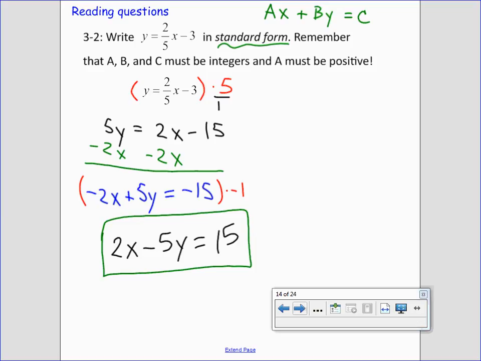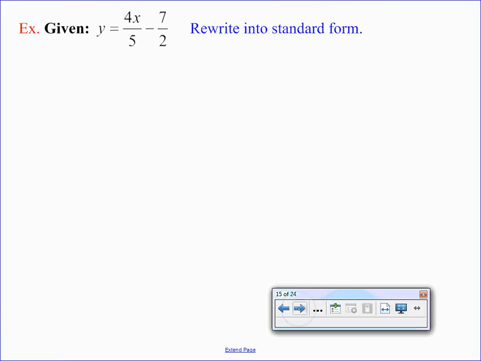Other questions about your 3-2 reading question? All right, so let's go ahead and practice one then. We're going to go ahead and rewrite y equals 4x over 5 minus 7/2 in standard form. So Barrett told us that standard form looks like ax plus by equals c, where a, b, and c are all integers and a is positive. Right now, it looks like we're in slope-intercept form, so we need to get rid of those fractions so a, b, and c are integers, and reorder so that we've got the x and y on the same side.